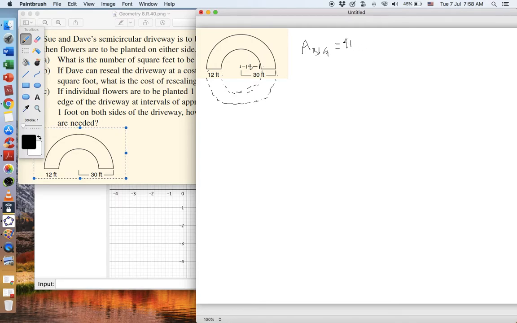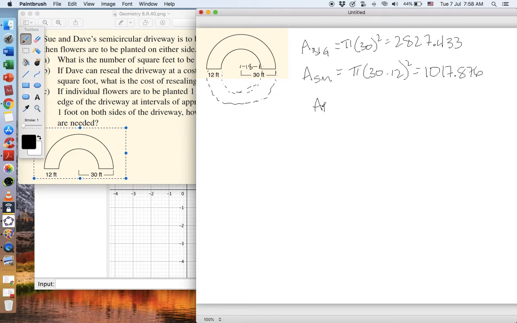It is equal to pi r squared, or pi times 30 squared, which is 2827.433. The area of the small circle is equal to pi times 30 minus the driveway, or that's 18 squared, which is 1017.876.